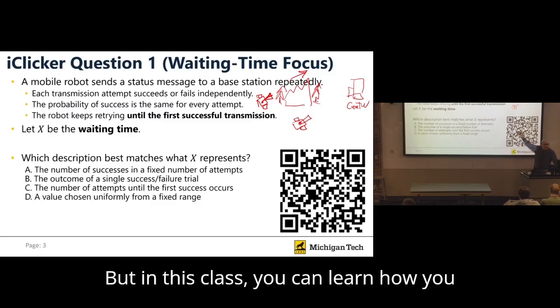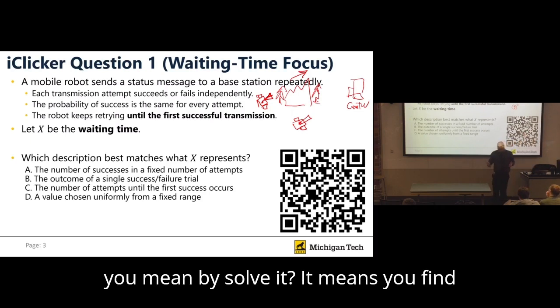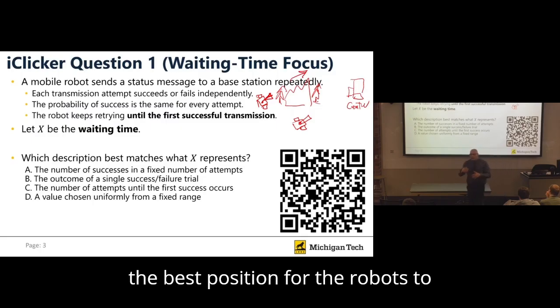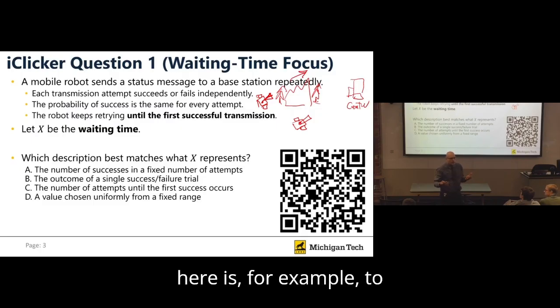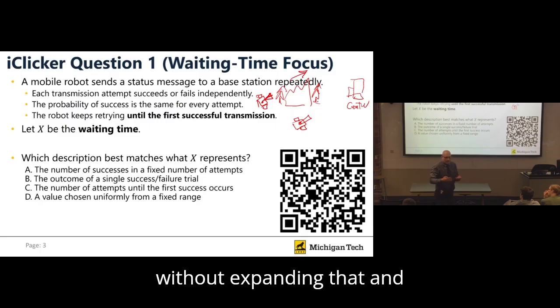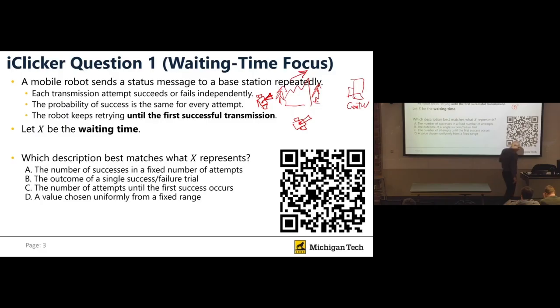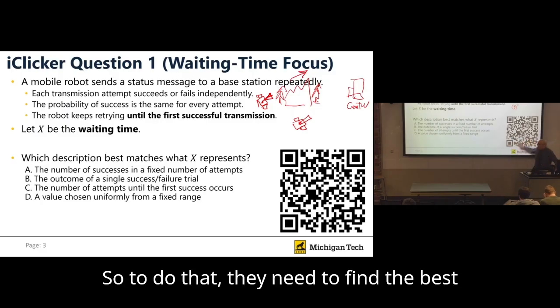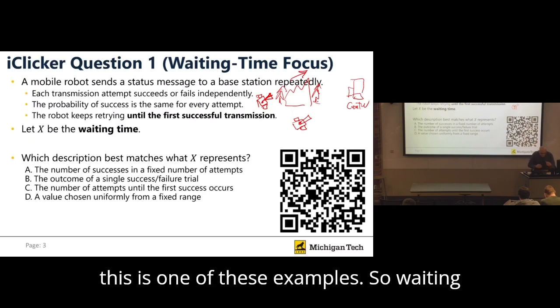But in this class, you can learn how you can solve it. What do I mean by solve it? It means you find the best position for the robots to maximize utility. What is utility here? Utility here is, for example, to finish the fire as soon as possible without expanding it, and not make trouble later. So to do that, they need to find the best place to go. Anyway, this is one of these examples.